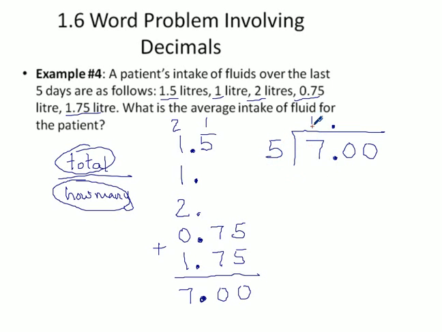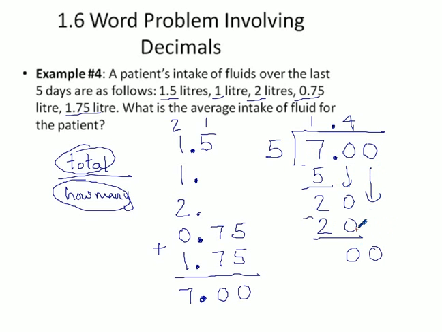5 into 7 goes once. 1 times 5 is 5. 7 take away 5 is 2. Drop down another digit, start again. 5 into 20 goes 4 times. 4 times 5 is 20. 20 minus 20 is 0.